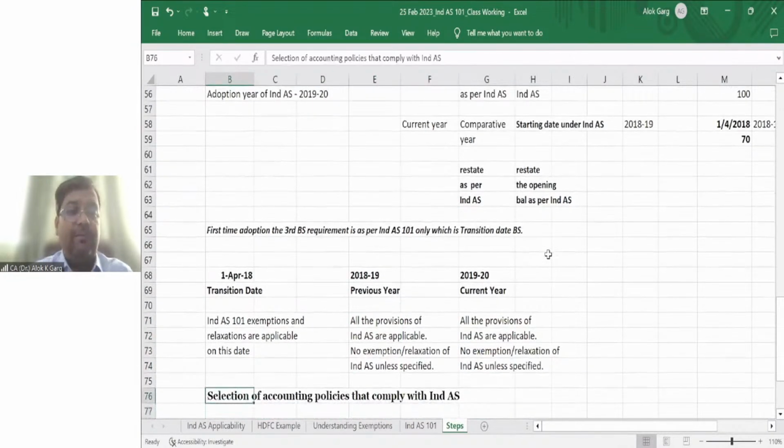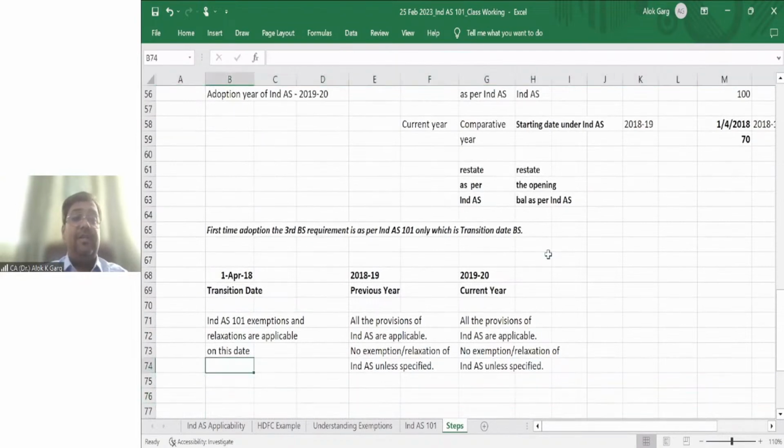Your Ind AS 101 provision is applicable on the transition date only. We will discuss what is given in Ind AS 101 and that it is applicable on the transition date only, right? Is it clear? On 2018, I mean to say the comparative date, current year, all the relevant provisions of Ind AS are applicable. Right? Is it clear?